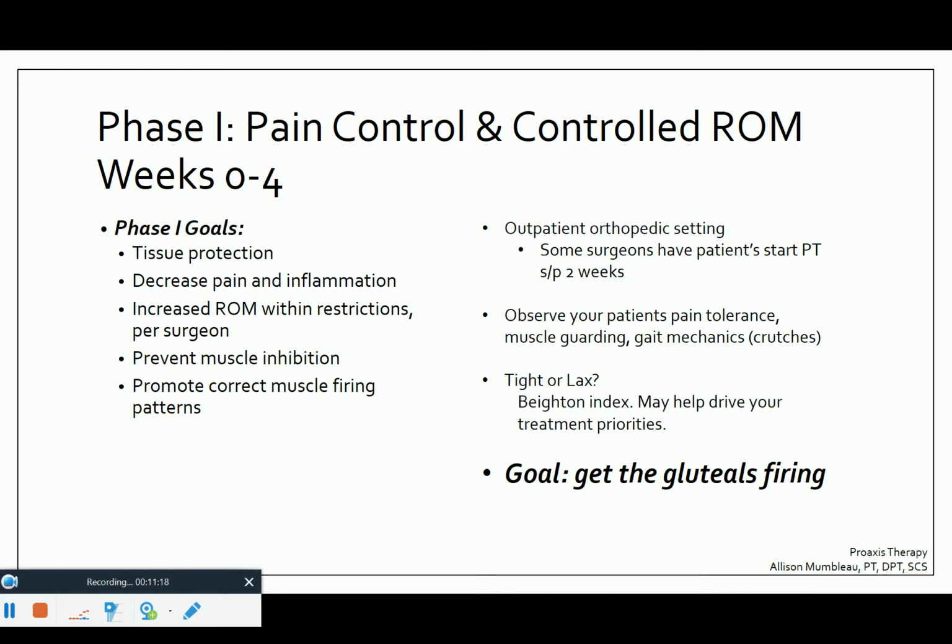Outpatient orthopedic setting is where you'll find these. Some surgeons have patients start about 2 weeks out, but I have worked at clinics where we start post-op day 1. You observe your patient's pain tolerance, muscle guarding, and gait mechanics.